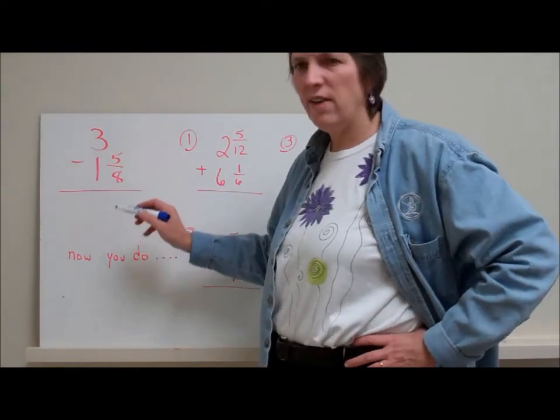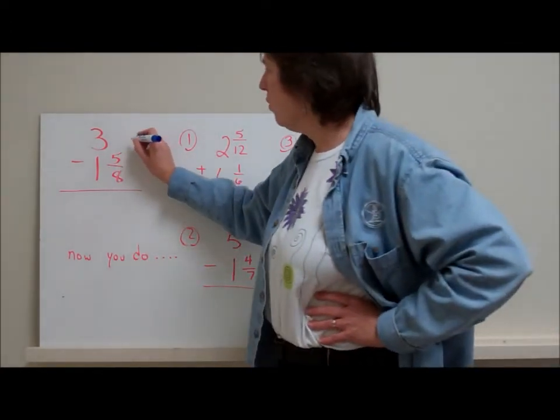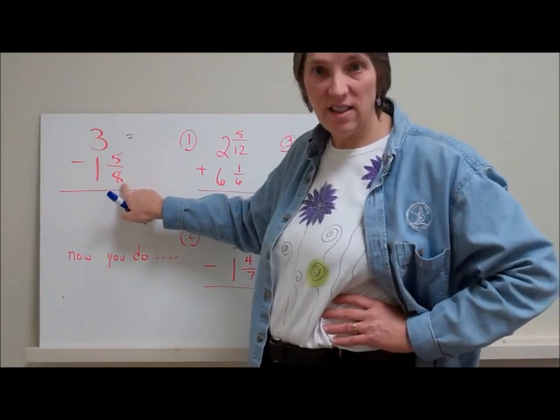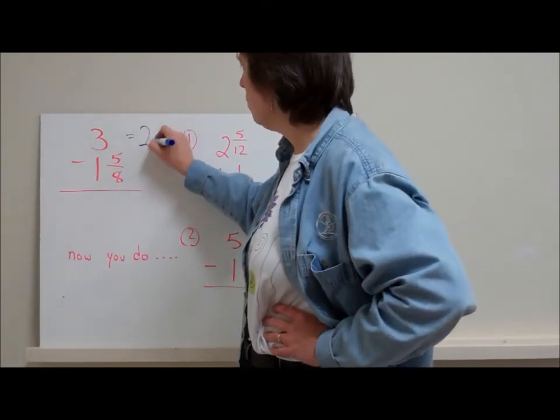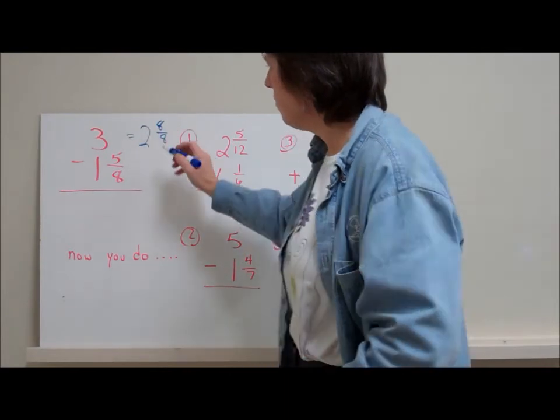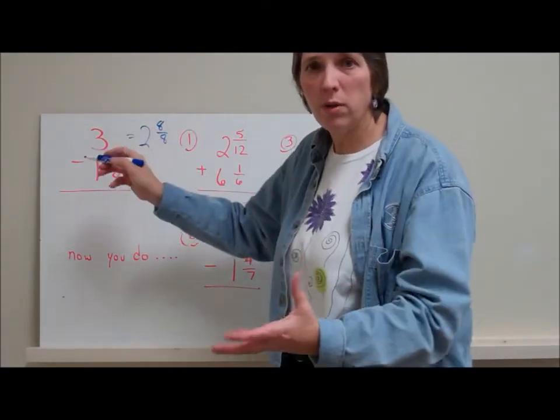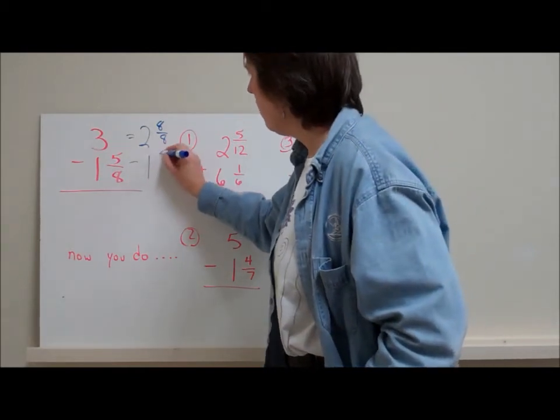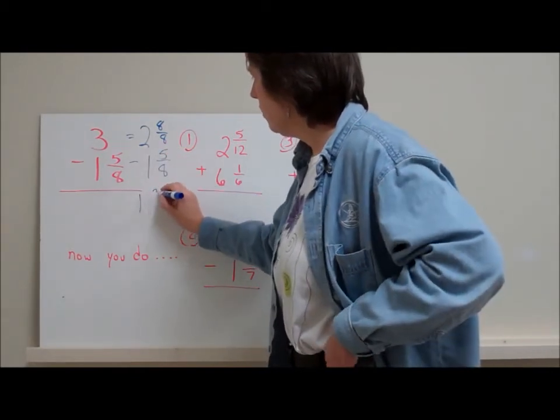3 and 1 5/8. We have to regroup 3, but there's nothing here. But this is 8ths. So we're going to put 2 and 8/8. You see that? Because 8/8 is 1, and 1 plus 2 is 3. Minus 1 and 5/8. So we get 1 and 3/8.